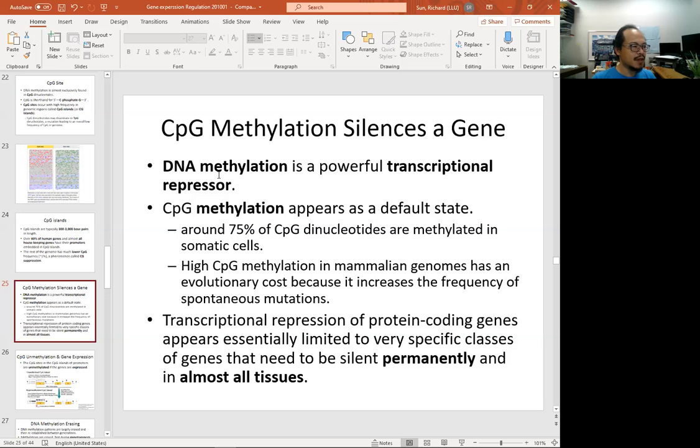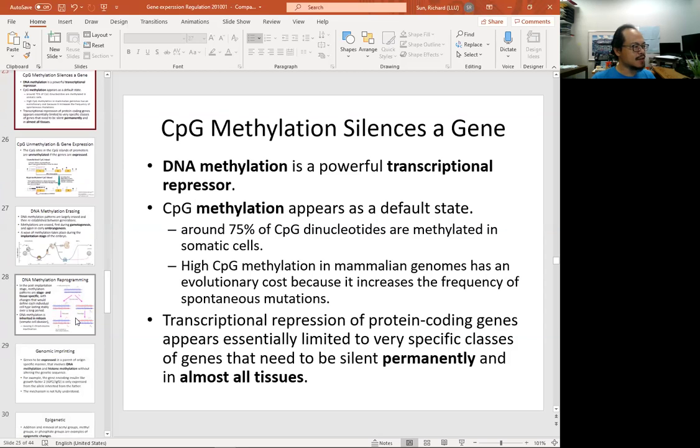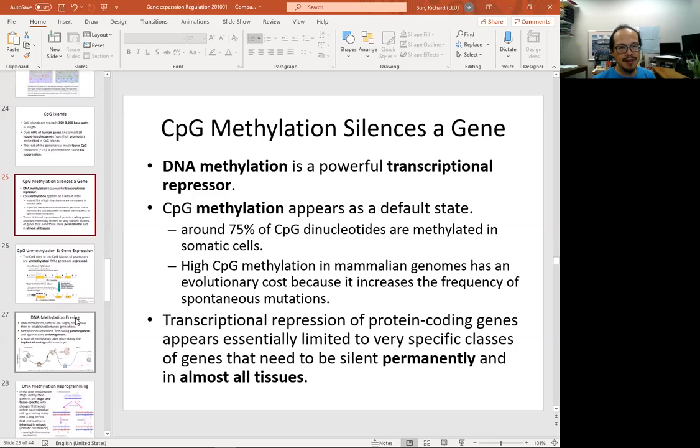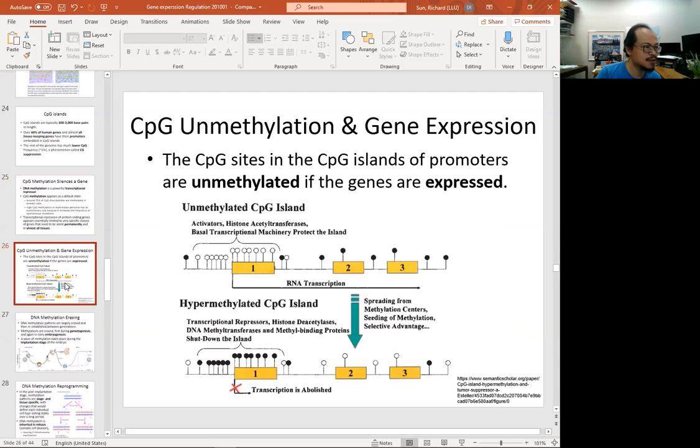That's turned off. And following that, we want to talk about something that is also very interesting. This picture just shows that if it's unmethylated, it's turned on. For example, here we have an unmethylated CpG island in the promoter part. It leads to the turn on. If we have methylation in the promoter CpG island, it turns off the transcription.